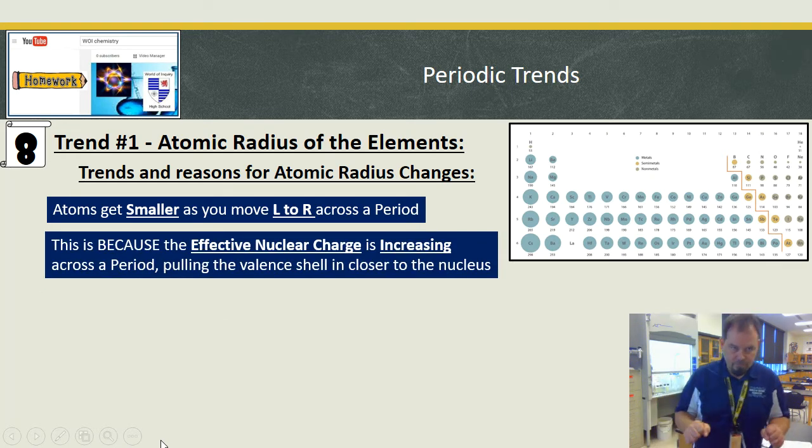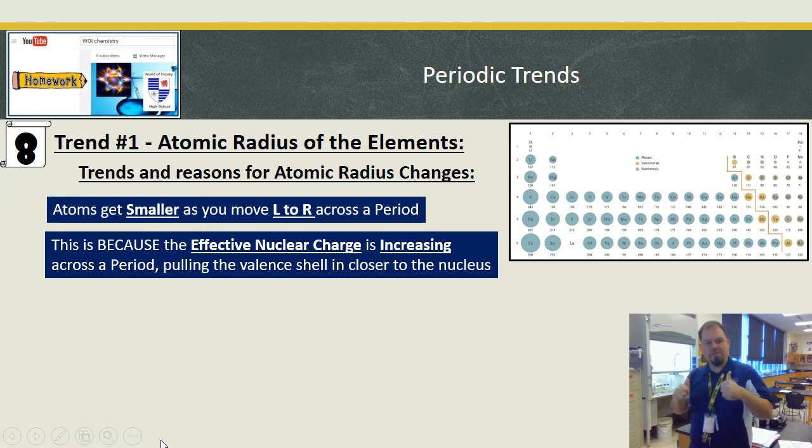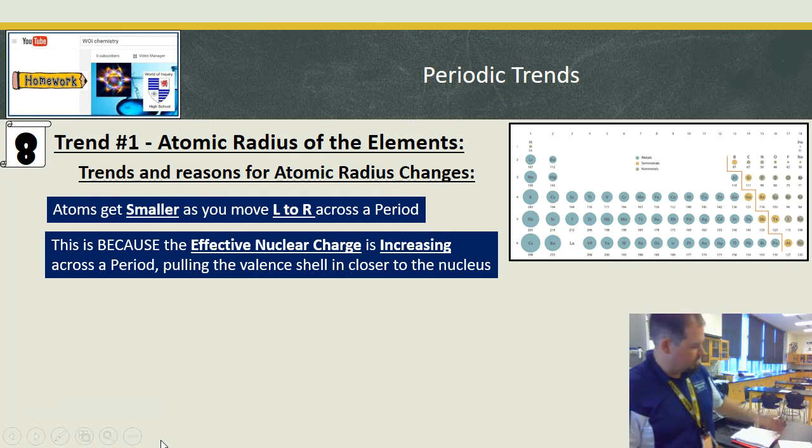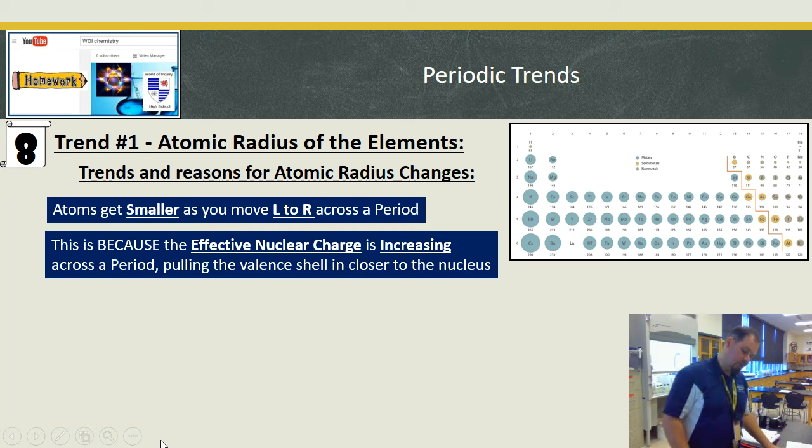So the truth is, because the effective nuclear charge is increasing across the period, pulling the valence shell closer to the nucleus. Well, what on earth is effective nuclear charge? We haven't even talked about it yet. So let's talk about it.